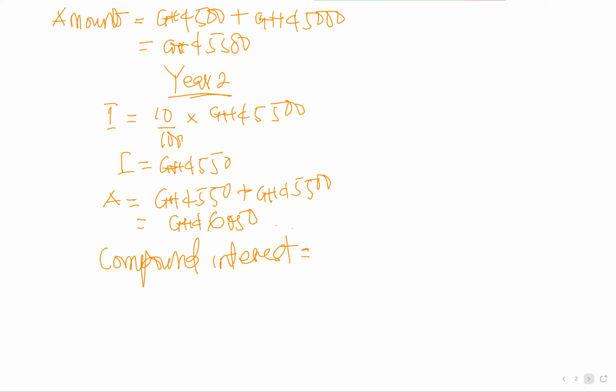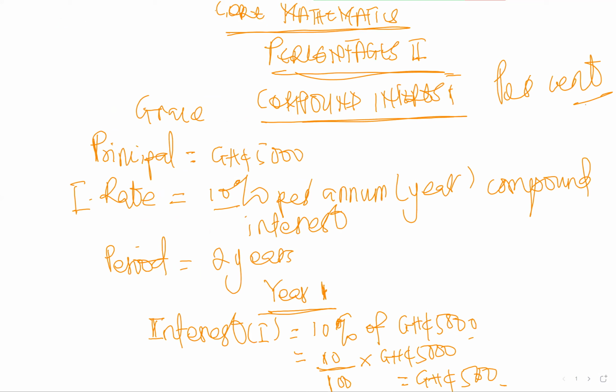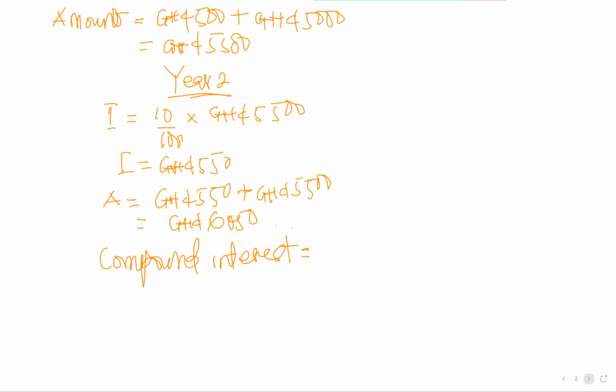What did you add, my dear? I can go back for you. What did you add? I added the interest of the first year, which is the 500. Go on. Plus the interest of the second year, which is the 550 Ghana cedis. All together, make it 1,050 Ghana cedis.